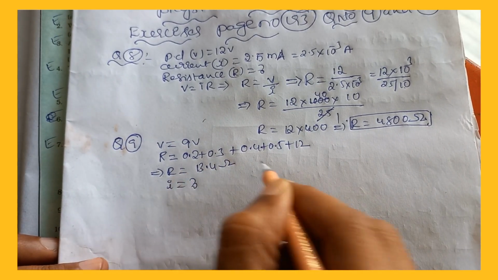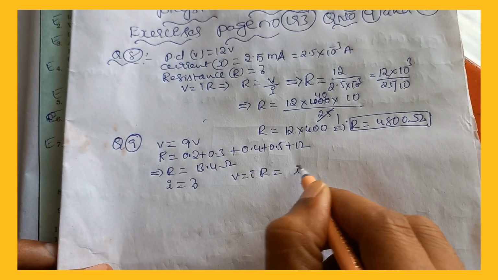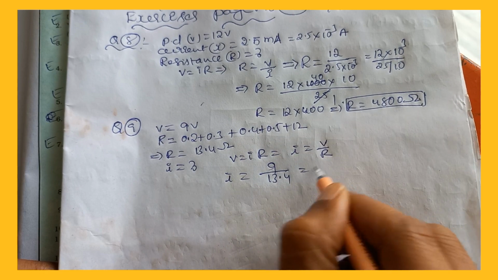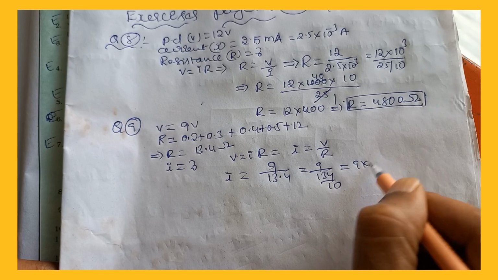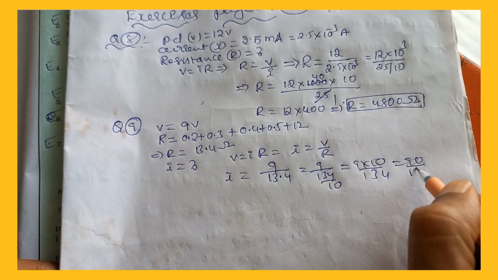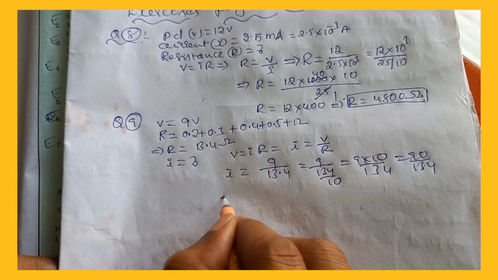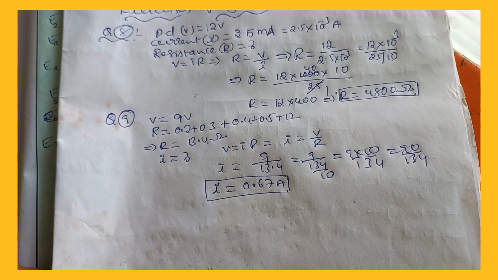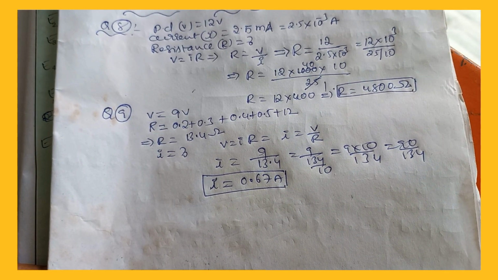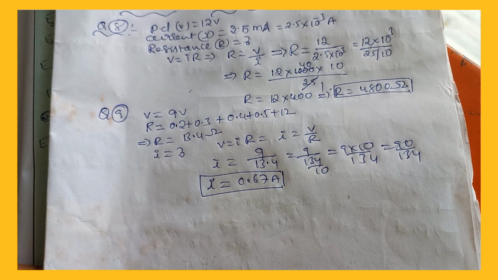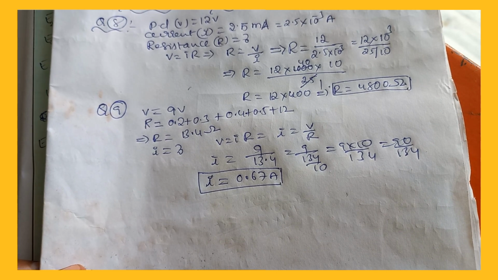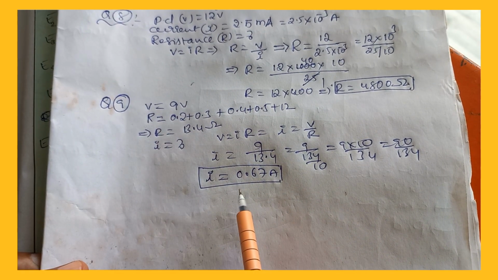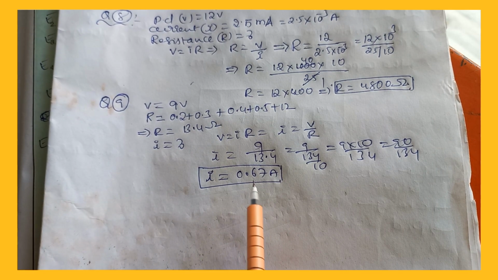Now what is the current flowing through this resistor? From Ohm's law V is equal to IR, then I is equal to V by R. So I is 9 by 13.4, which can be written as 9 into 10 by 134, that is 90 by 134, equal to 0.67 amperes. So I is 0.67 amperes. When resistors are connected in series, the current through all the resistors is the same. The value of current does not change; in the series combination of resistors there is no change in current.